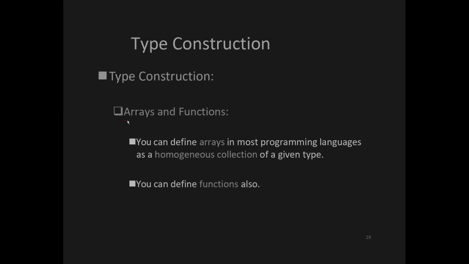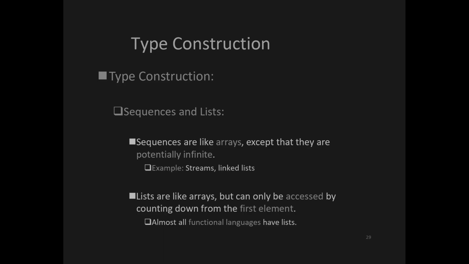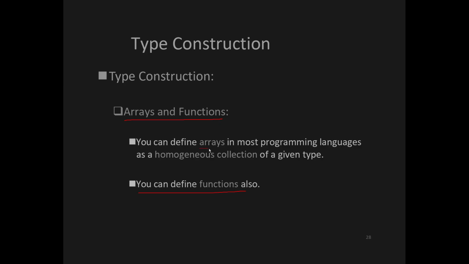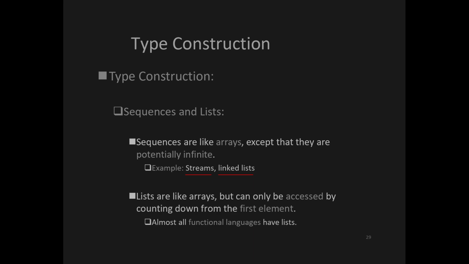Okay. Arrays and functions are also kind of types in a sense. So you can define arrays in most programming languages as a homogeneous collection of a single type. And functions can be defined as types as well, I guess. Sequences are like arrays, except they are potentially infinite. For example, streams and linked lists. So arrays, you know, they have a finite number of elements, but linked lists can expand infinitely, provided you have enough memory for it.